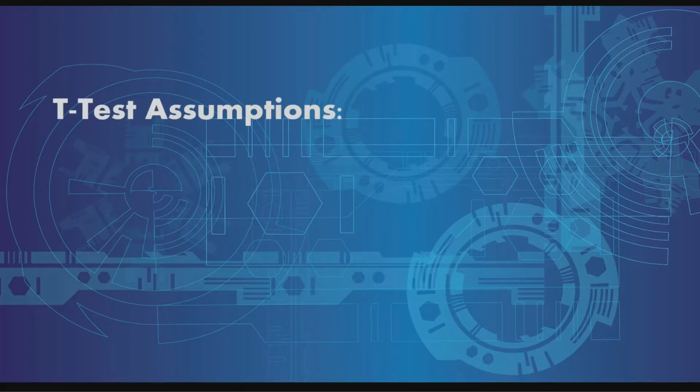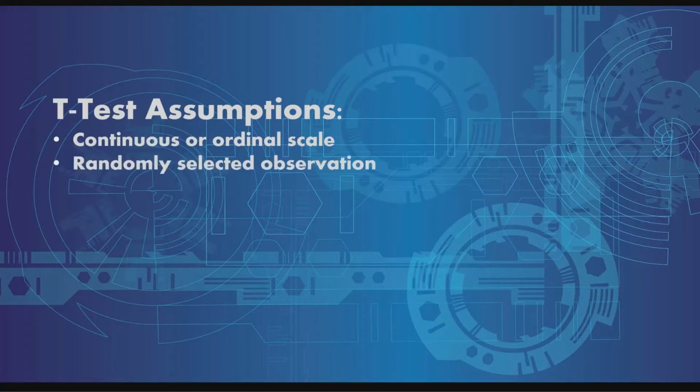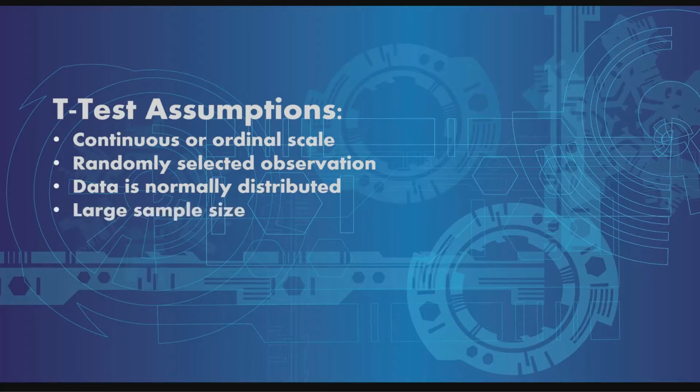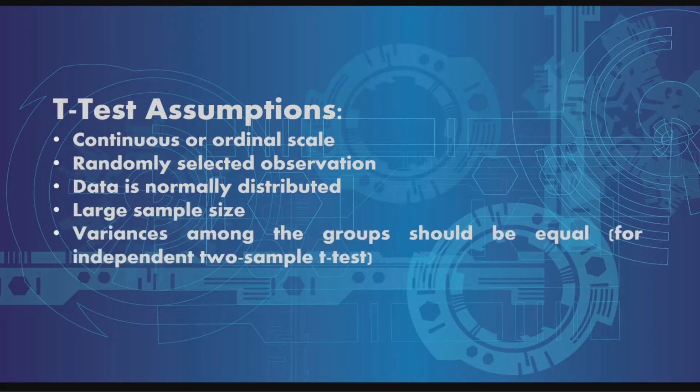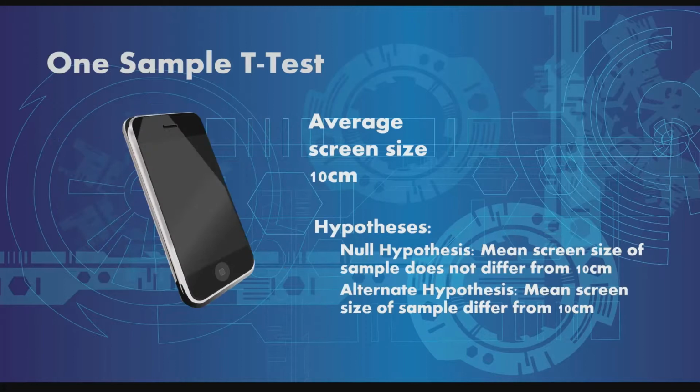Before you run the t-test, we have to make the assumption that you are using continuous or ordinal scale in measuring your variable, and you have randomly selected observation. Data is normally distributed in bell curve. You have large sample size. Variances among the groups should be equal, especially for independent two samples t-test.